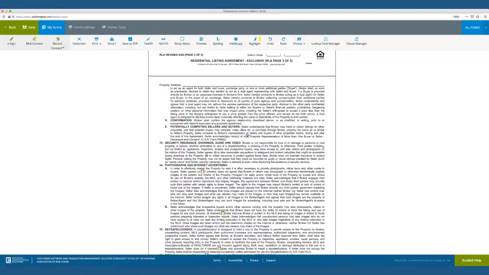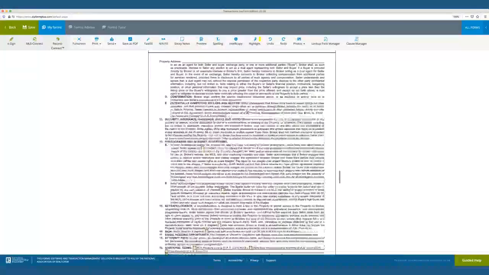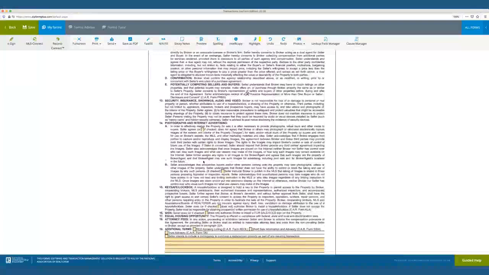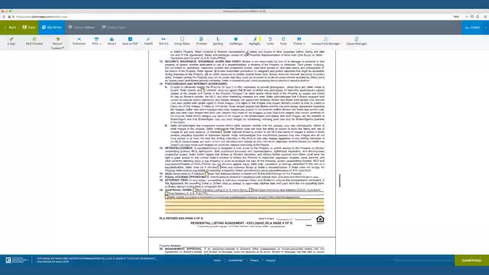Okay. So this is photographs and internet advertising. Once again, a lot of people don't want photographs of their house out. Even a seller can refuse to have pictures. Like I said, the only thing that's required is one exterior shot on the MLS. Key safe. If you're going to put a key safe out, there's a separate form that should be signed by the seller, and that's the KLA, the key safe and lockbox addendum.